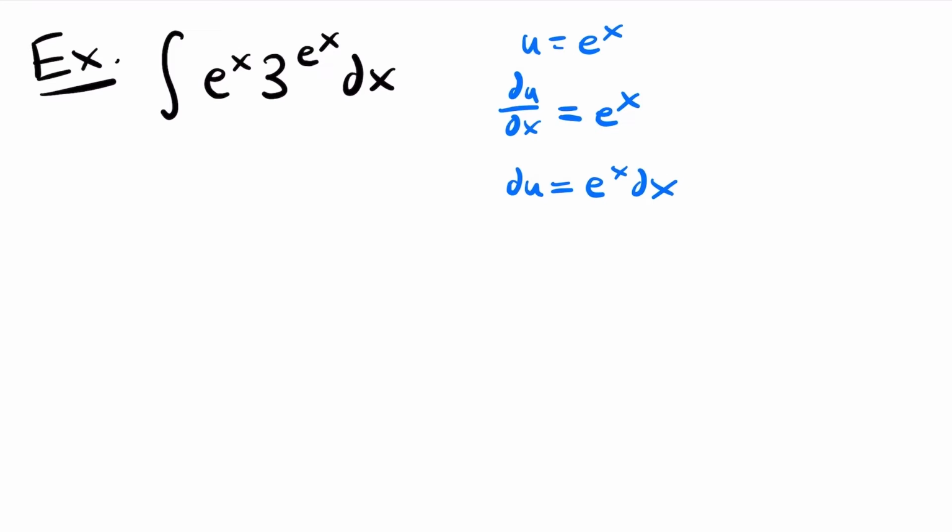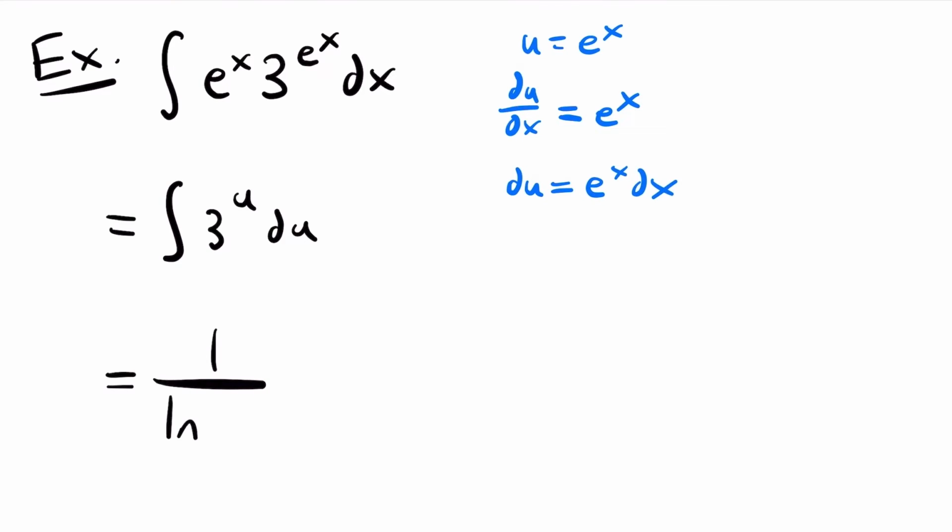All right, and so now we can rewrite this integral to be completely in terms of u. And so we'll have that this is equal to the integral of 3 to the power of u du. Right, we changed e to the power of x to u because that's what we set it equal to. So we have 3 to the power of u. And then we replaced e to the power of x dx with du because that's what we found that that was equal to. Okay, and so then we can use our integration rule, and we'll have that this is equal to 1 divided by the natural log of the base, which is 3 in this case, times that function in the integral. So we'll have 3 to the power of u plus c.